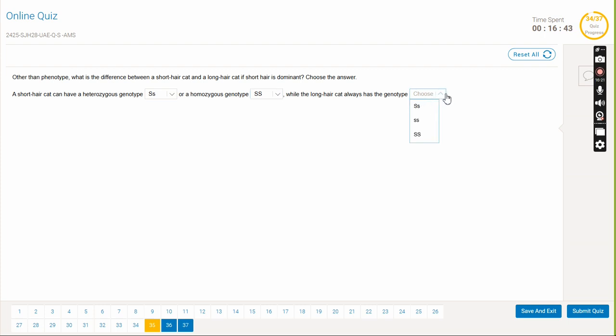The last thing, while the long hair cat always has a genotype of small s. Why? Because it's recessive. Only if they are homozygous recessive can it show that trait.